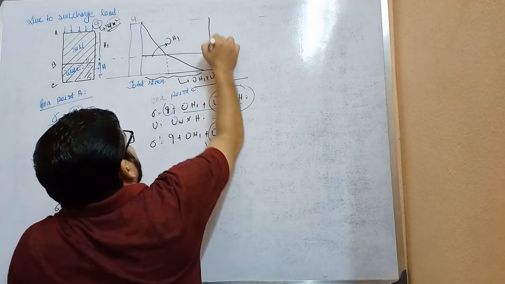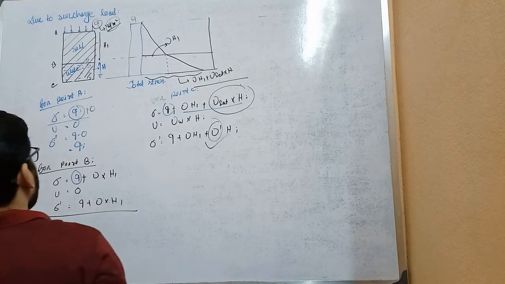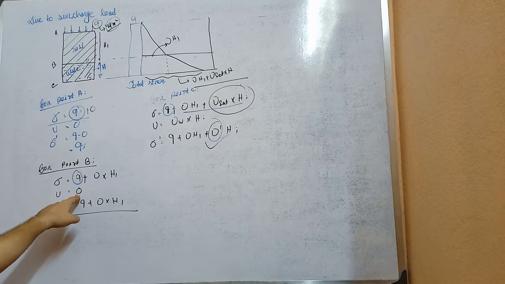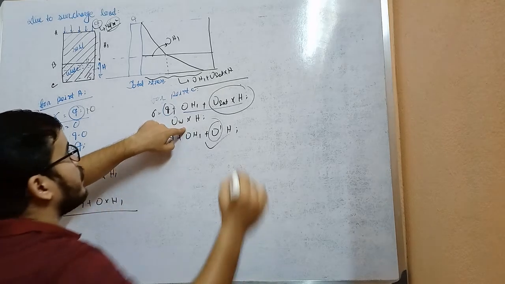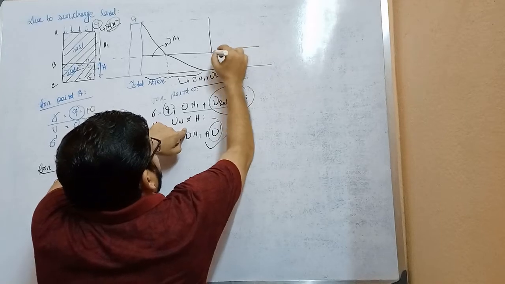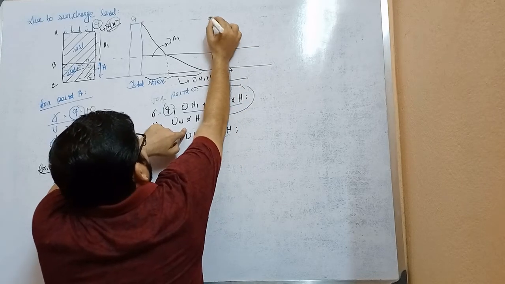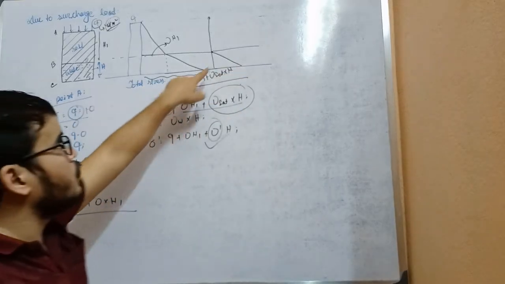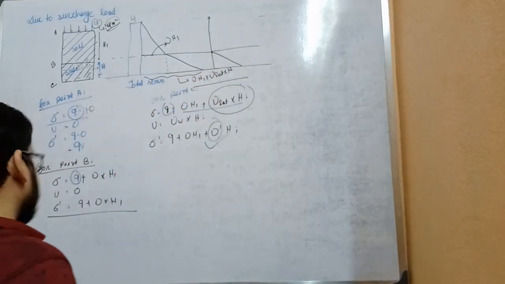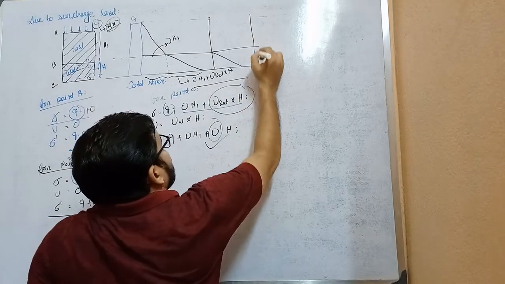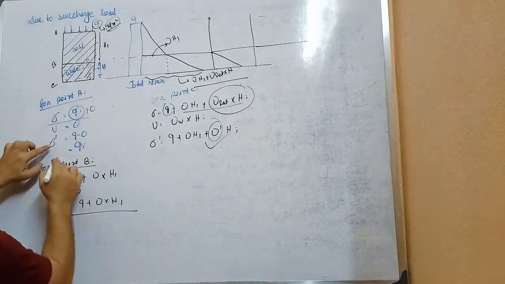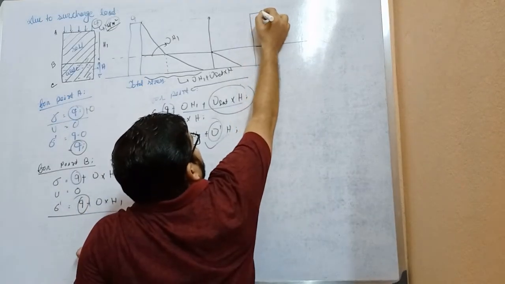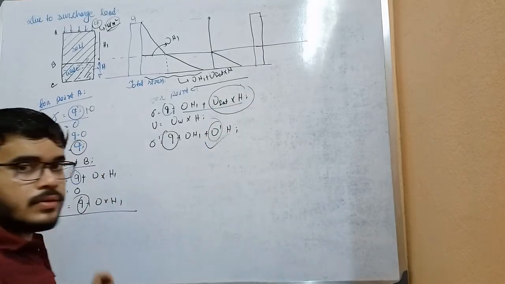Now if we draw the pore water pressure, here point A is 0, point B is 0, and point C is gamma W into H. Here is 0, here is 0, here is 0, and then it will come in a triangular manner. Pore water pressure. Okay, and then effective stress, look, here is Q, Q, Q. As Q is constant, you can draw it in a triangular manner.